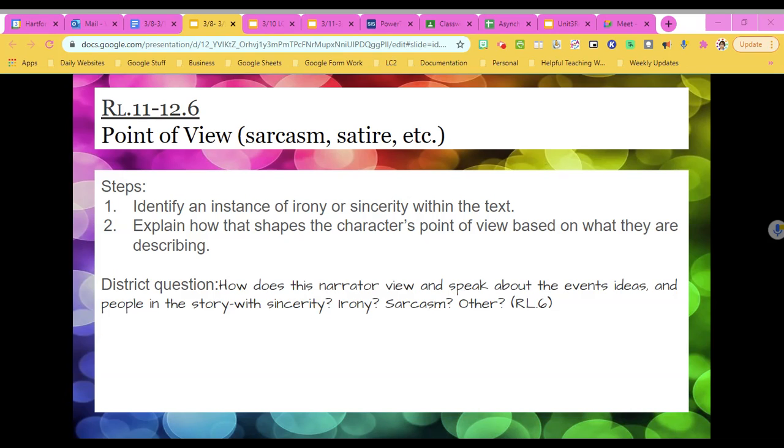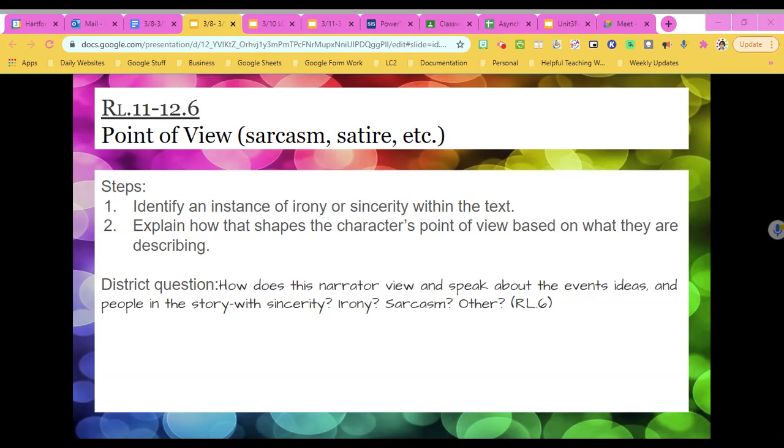First, you want to read through the text in its entirety. You want to focus especially on the narrator or a specific main character. Find an instance where they're ironic, which means they are using sarcasm in what they're saying, or there's irony in what they're doing. On the other hand, you can also find sincerity, where they're being genuine and doing what they meant to do or saying what they meant to say. After you've identified one of these instances, then you're going to explain how that shapes the character's point of view based on what they're describing.